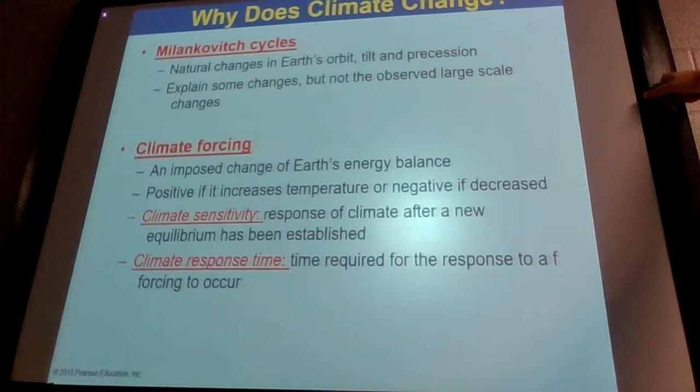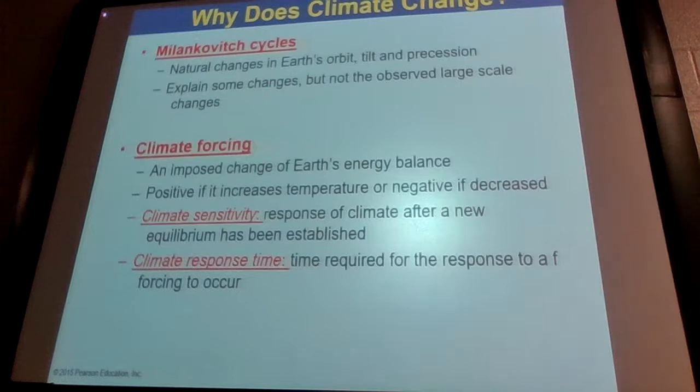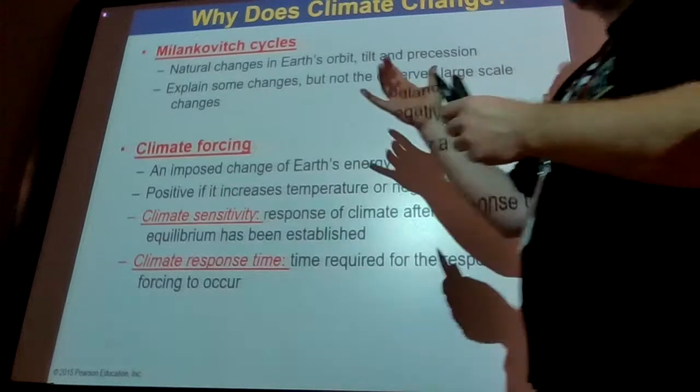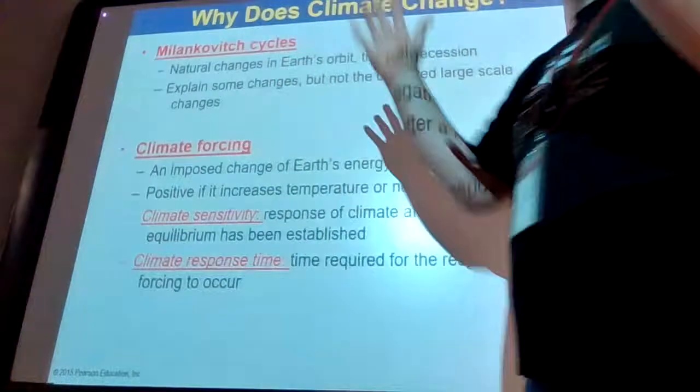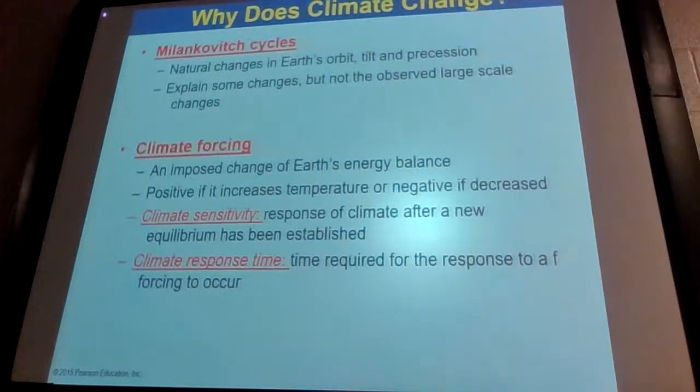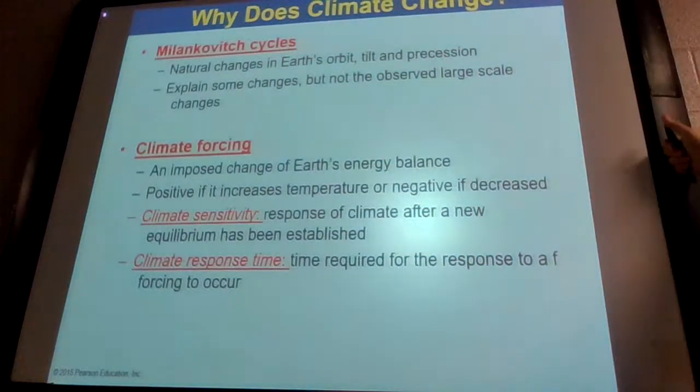And then they go through a couple cycles, the Milankovitch cycles. Nature changes in Earth's orbits, tilts, and precession. Explains some changes, but not the observed large-scale changes that we see from climate. So basically what they're saying is Earth does different things. We get closer to the sun, we get further away from the sun, we tilt a little different way. All of these are going to have an effect on our climates, but not the huge effect that we're seeing.